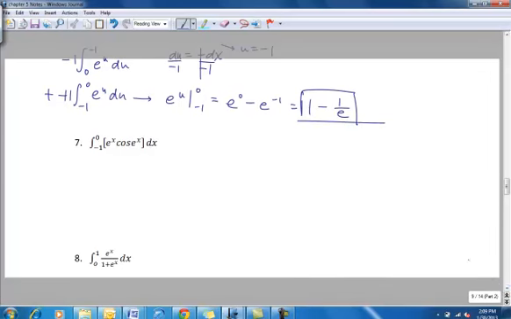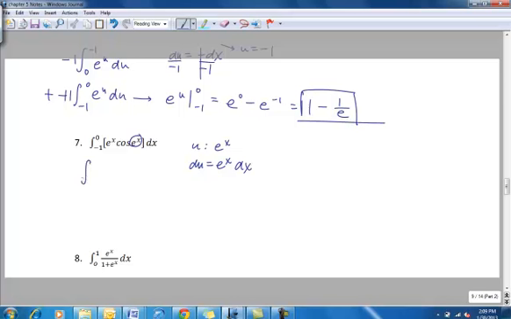Number 7. Again, please do feel free to try these on your own and check your answer later. Okay, so u is a little more complicated, without a doubt. U has to be what's on the inside. So what's on the inside is right here. It's e to the x. So u equals e to the x. Therefore, du equals e to the x dx.